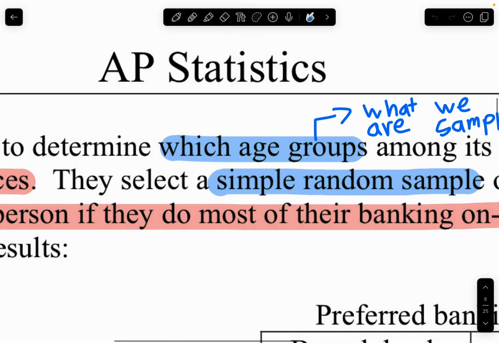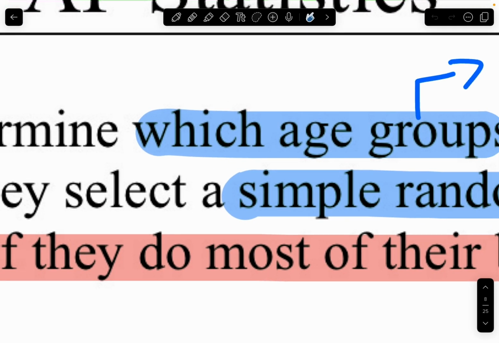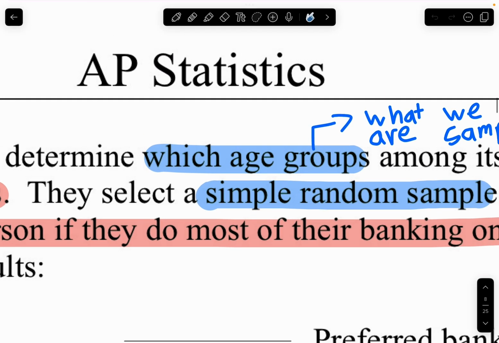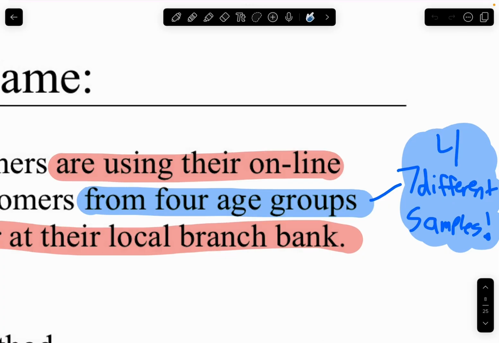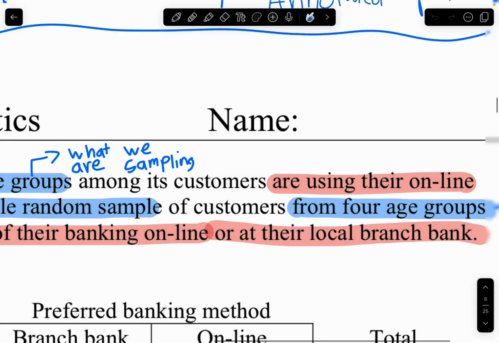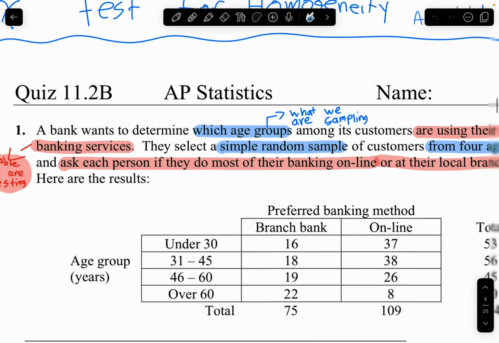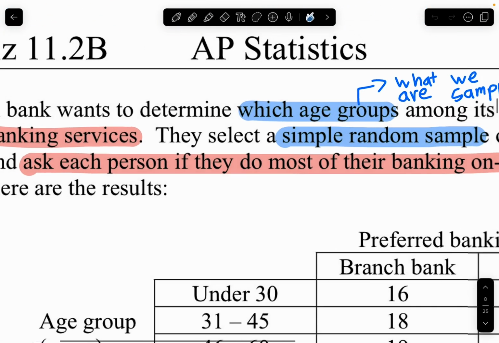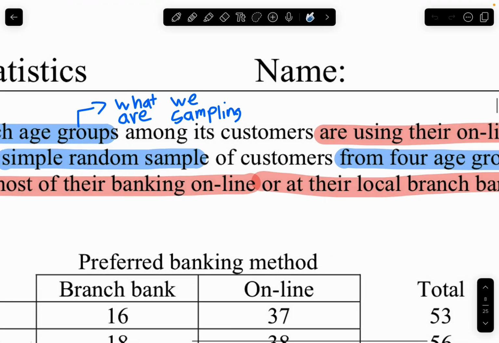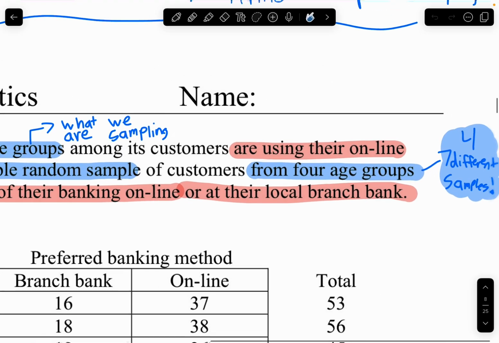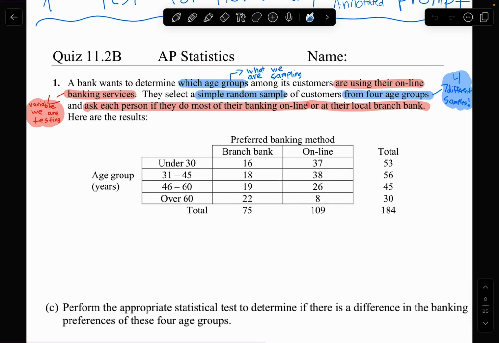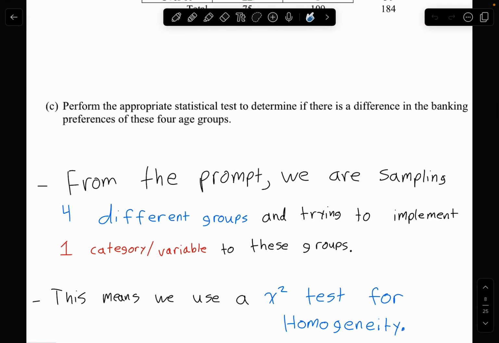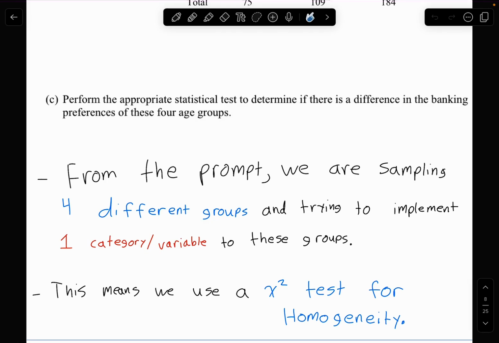Now, some words like a or one can be kind of confusing here, like I said before, because they select a simple random sample of customers from 4 age groups. So even though it says a, there are 4 different samples, so you have to make sure to read ahead. And the variable we are testing is they ask each person if they do most of their banking online or at their local branch bank. So since we are given 2 or more samples, which is 4 in this case, in one variable, we will use a chi-square test for homogeneity.